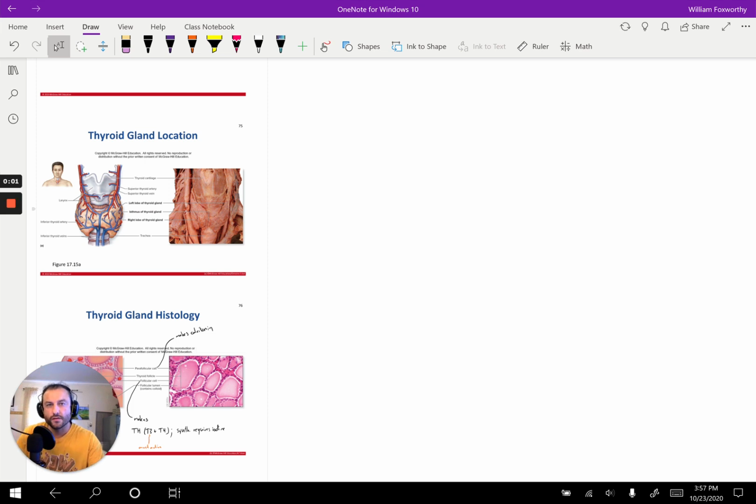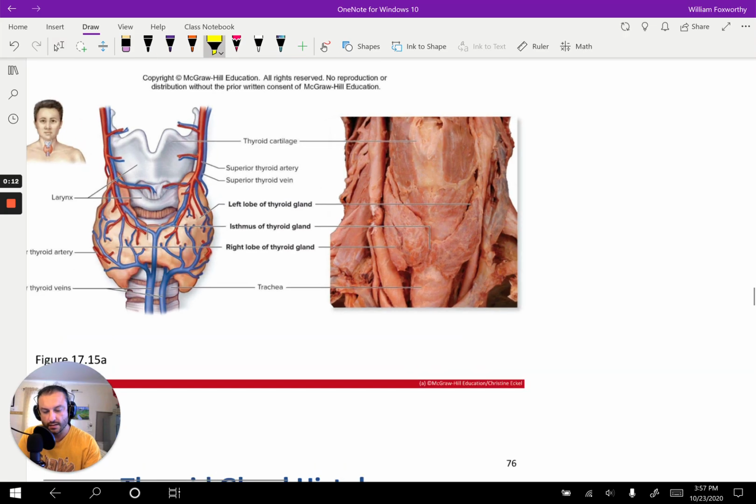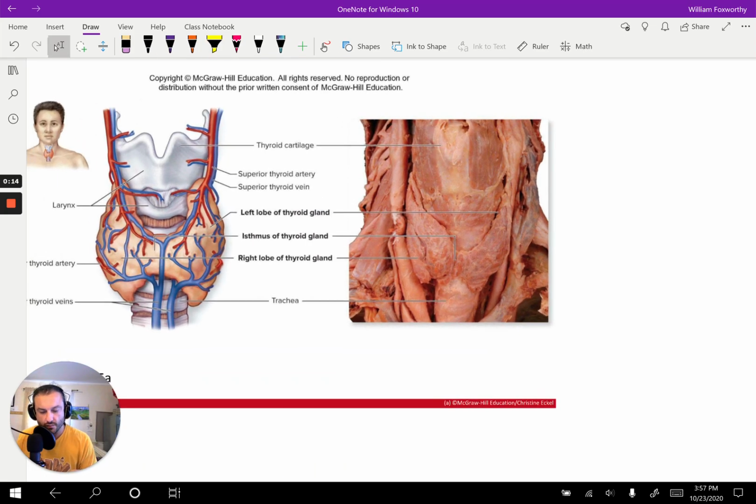Welcome back. In this video, we're going to finish up our discussion of the endocrine system, starting with the thyroid gland. The location of the thyroid gland is something that we looked at already in the dissection of the rat. You identified this thyroid cartilage, and just below the thyroid cartilage is the thyroid gland.